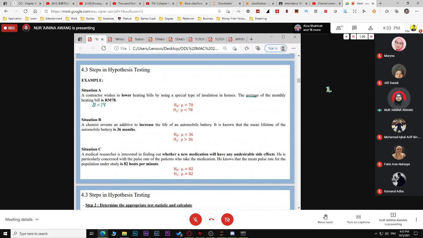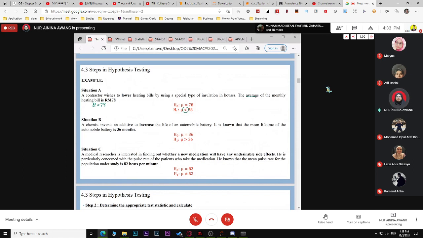Okay. So to write your H1, you will refer to the questions. Since in these questions, dia kata a contractor wishes to lower heating bills. Maksudnya, dia nak less than 78. That's why dekat sini, our H1 is less than. Okay, so itu adalah untuk the first situation. So we look at the second situation. A chemist invents an additive to increase the life of an automobile battery. So it is known that the mean lifetime of the automobile battery is 36 months.